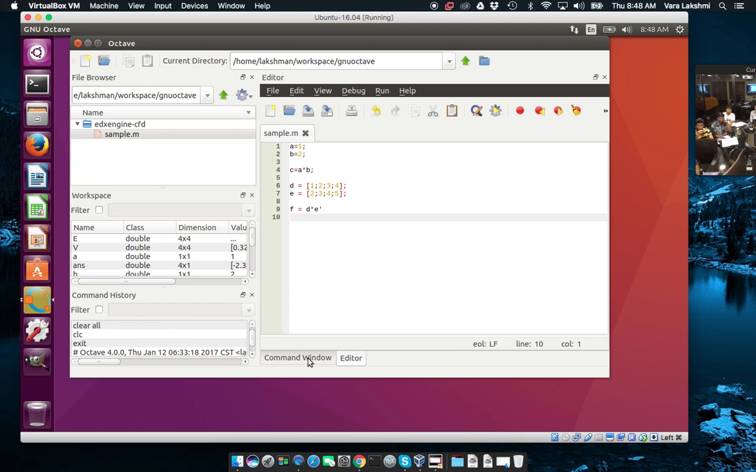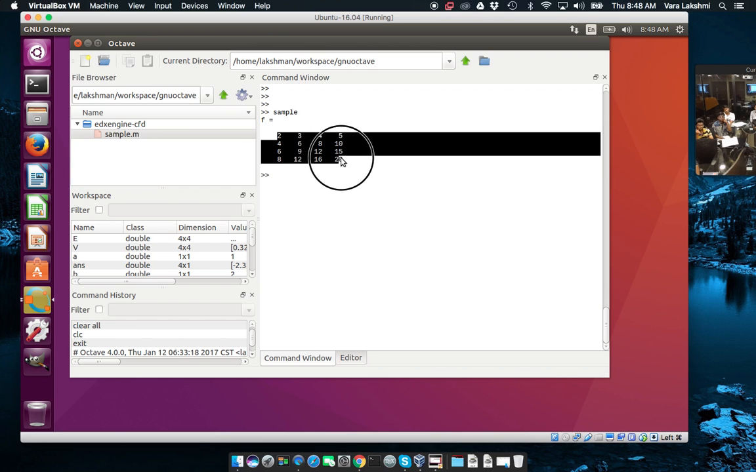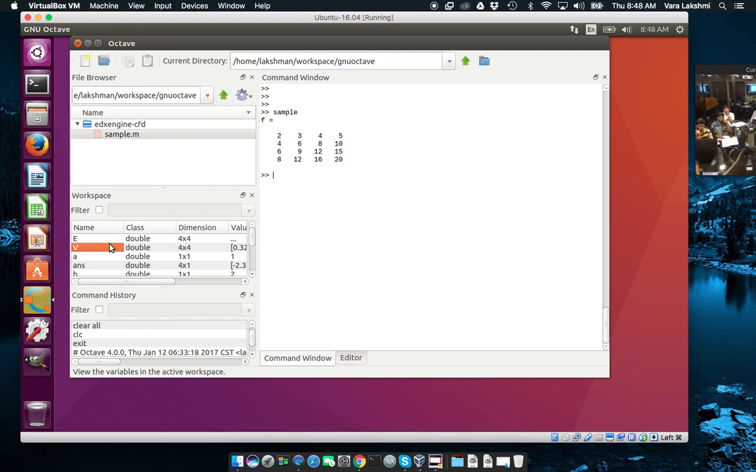Now if we go to the command window, it will output the result of f. So it outputted the result of f, since this was a command that I had written but I did not clear, it was still there. So the f value is this one, and all variables are being stored in the workspace, a b c d f, everything. So this is a simple introduction, and this is about the windows of this Octave.